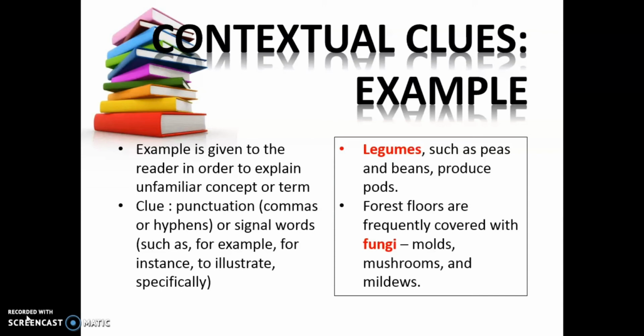Take a look at the first example. Legumes, such as peas and beans, produce pods. If you don't know what's the meaning of legumes, you can always infer or guess it, in which the author has given you the clue of signal word here, such as, giving you the example of legumes, such as peas and beans, produce pods. So here, legumes is a general term used to describe the seeds of plants from legume family, which includes beans, peas, lentils, and peanuts.